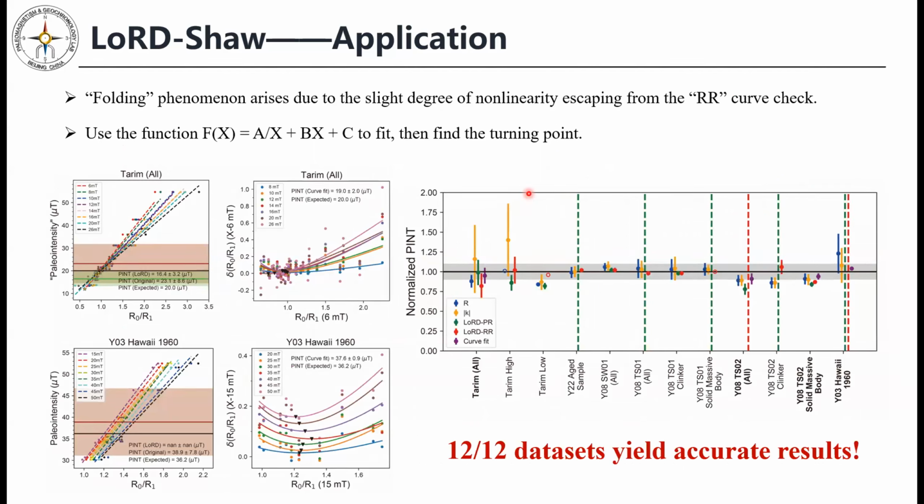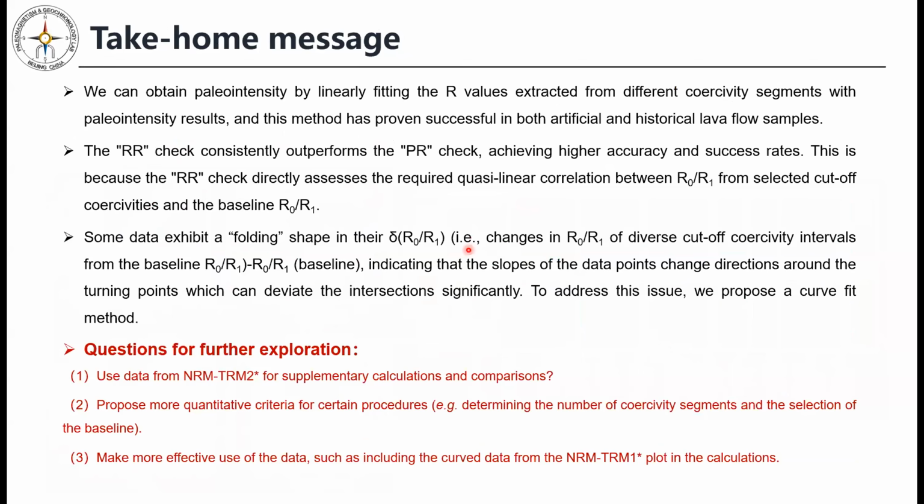To solve these problems, we use this function to fit the data of the delta R before and after heating and R before and after heating baseline data, and substitute the abscissa of this into the baseline regression line to get the paleointensities. And with this curve fit method, we yield accurate results in all of the test data sets. And this is the take-home message.